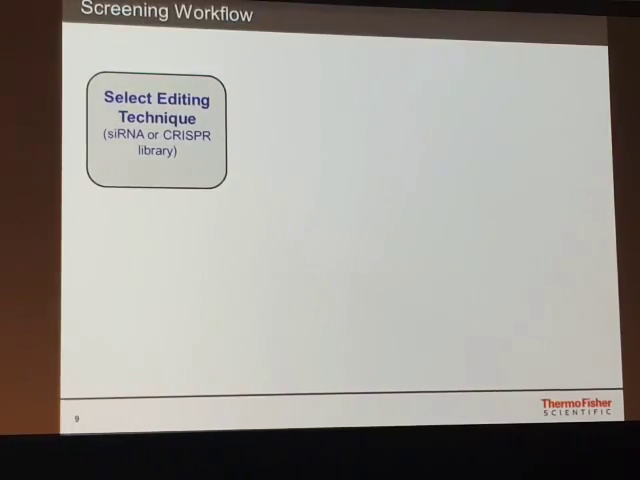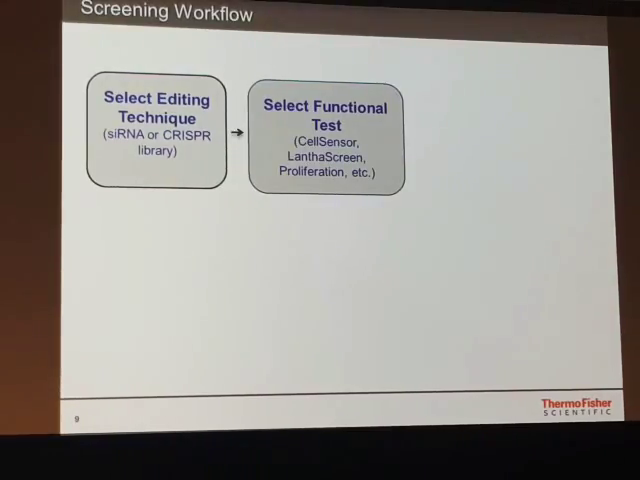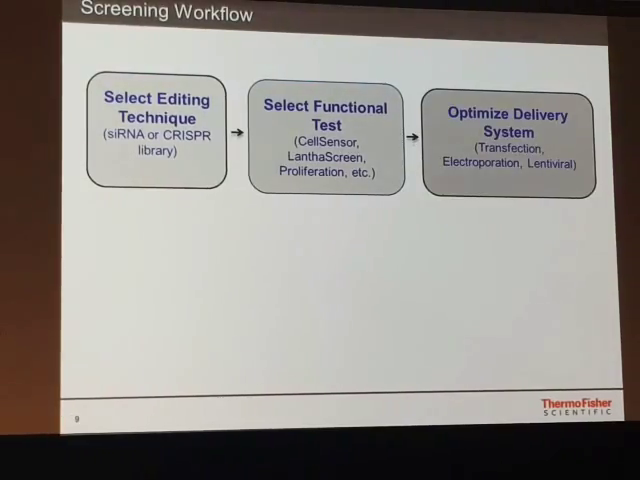So first, you select your editing technique. Why? Well, we are here with CRISPR. We can also use siRNA. And then we have a set of functional tests where you look at either proliferation, cell morphology, LanthaScreen, and CellSensor. I will come to that. And we have to optimize the delivery. Some of you have been at our booth, and we talked about how I can get my CRISPR construct into a cell. So there's electroporation, transfection, we can use viruses.